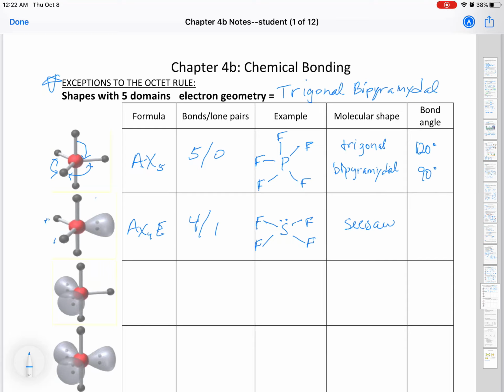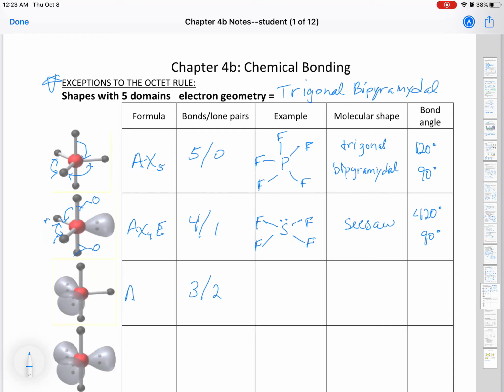Like this is the base of the seesaw, and if you had somebody sitting right here and somebody sitting right here, I could go up and down, up and down. Hopefully you see that. So the bond angle on this plane is going to be a little bit less than 120, and the bond angle between the top and bottom ones to those middle ones is going to be about 90 degrees.